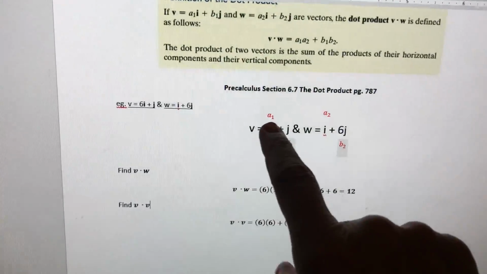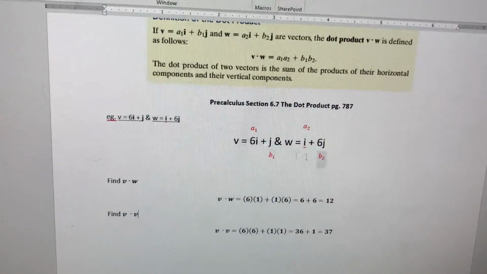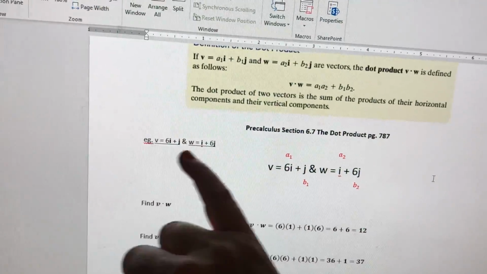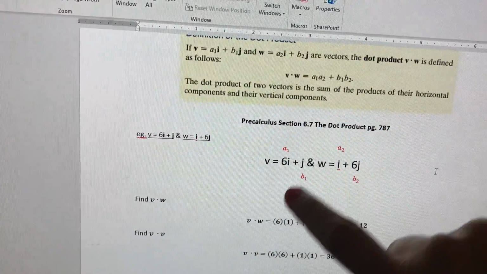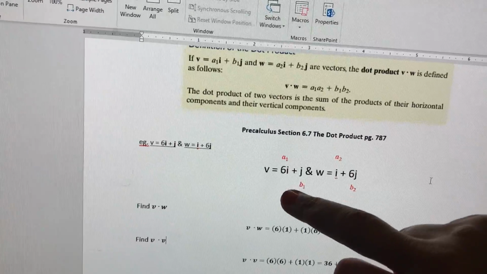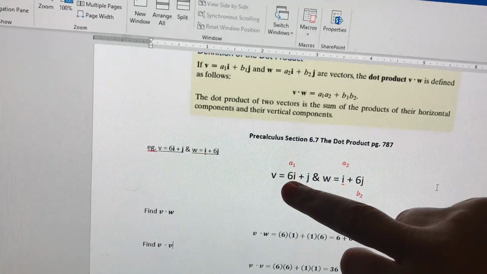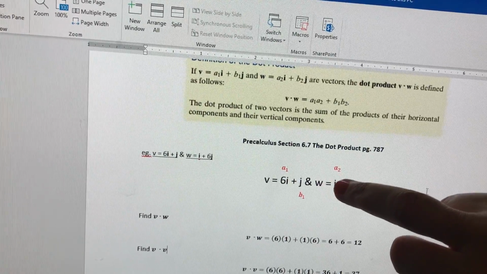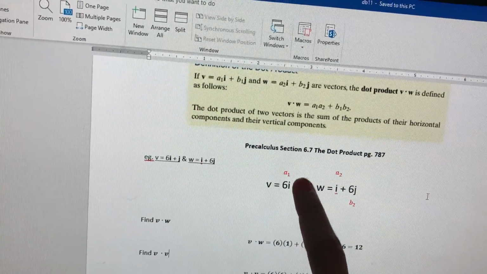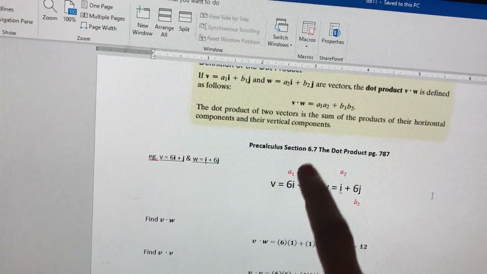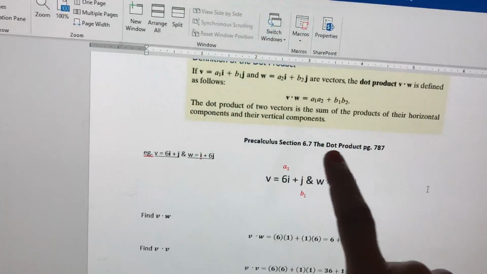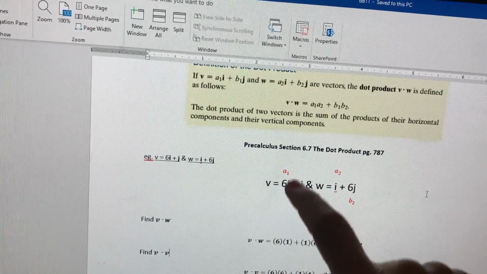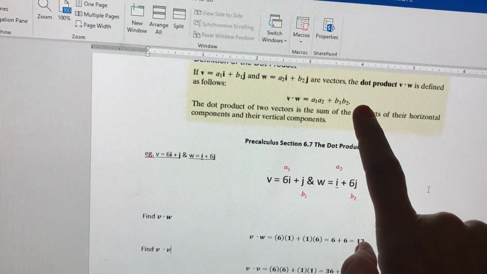So I kind of enlarged this just to show you what A1, A2, B1, and B2 were in accordance to these two vectors that were given. So here's the first vector, and that is going to be A1, and its second component, its little buddy, A2, and then there's B1 and B2. So we're going to plug those coefficients of i and j into this definition here.